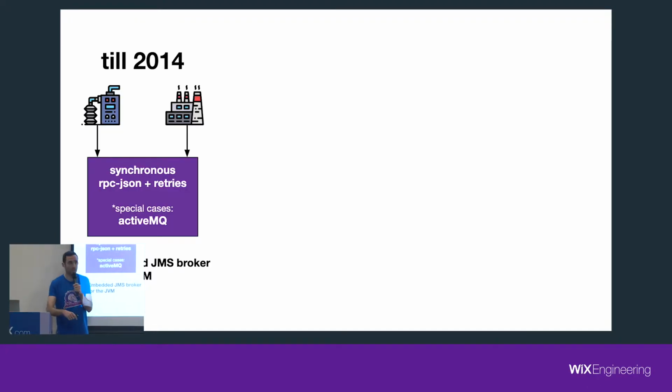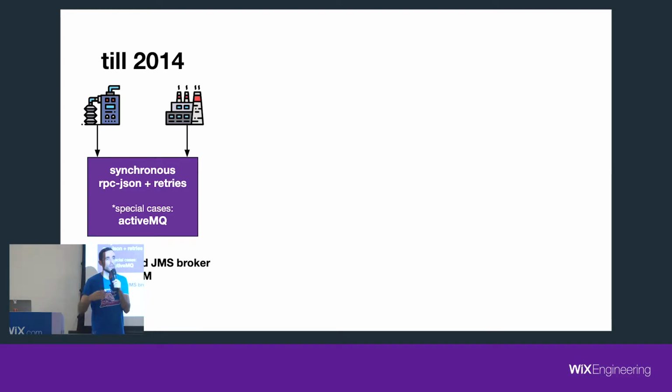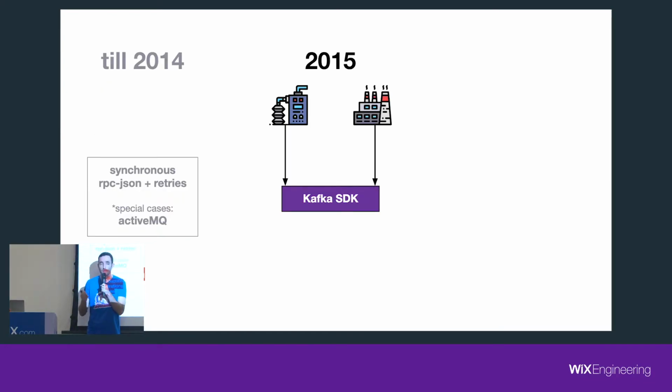If we go back to 2014, we used synchronous JSON RPC. For our retry scheduling and error handling, we used ActiveMQ. We chose it because it has an embedded JMS broker, so it's easier to do integration tests with it. You spin it up and do easy testing, before the time you could set up Docker very easily. And we suffered a lot of production issues with ActiveMQ.